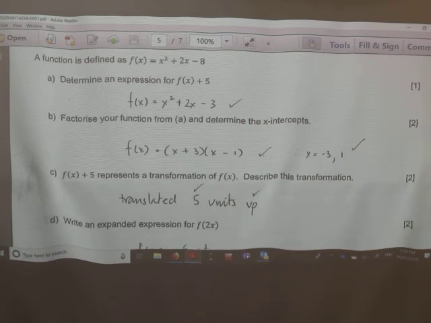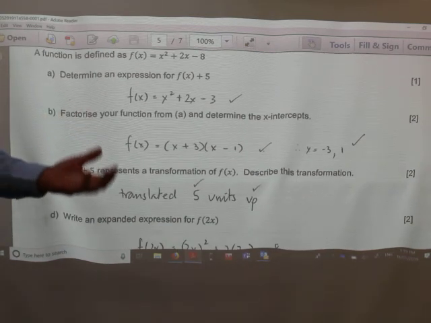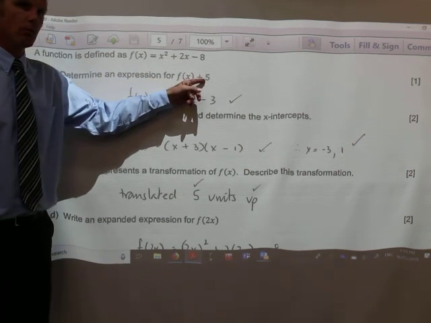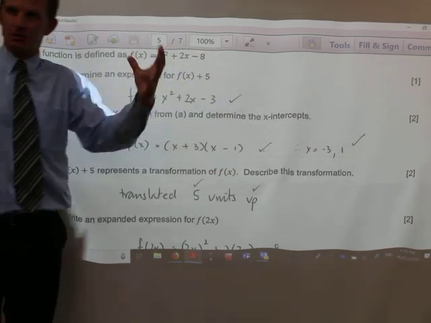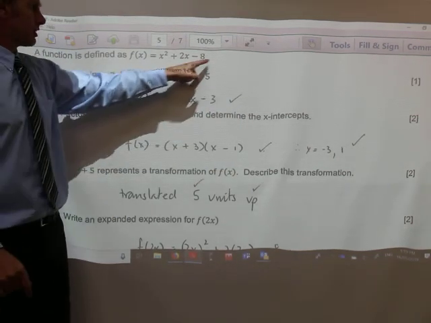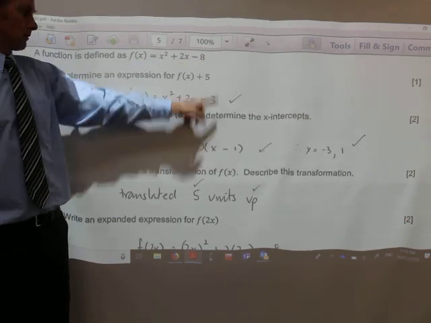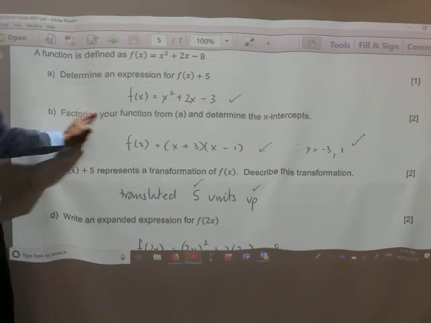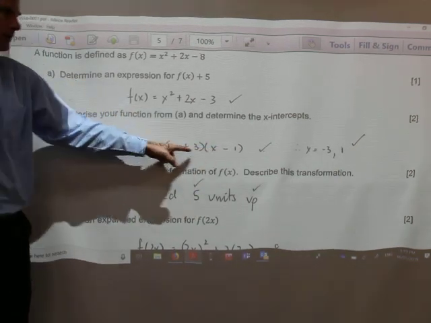So question number 7, a function is defined by that, so it's a quadratic, fairly simple. Determining the expression for this, well, adding something on the end is just picking the whole thing up and moving it down. So we really just add 5 on the end. Get this one. Now that's pretty nice. It says factorise your function. Well, it factorises pretty neatly.